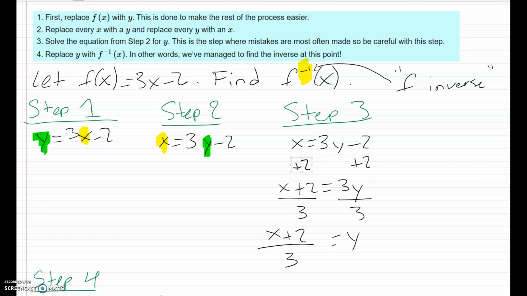Add 2 to both sides. That cancels out the 2's. Now we have x plus 2 is equal to 3y. Well, we can divide both sides by 3. And lo and behold, y is all by itself. y is equal to x plus 2 over 3.